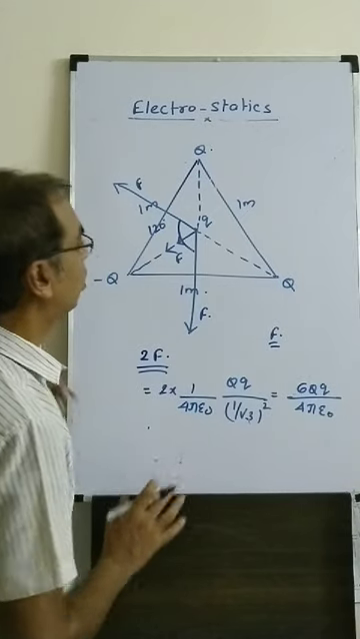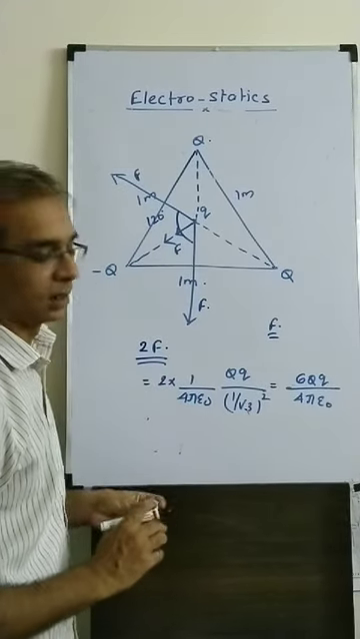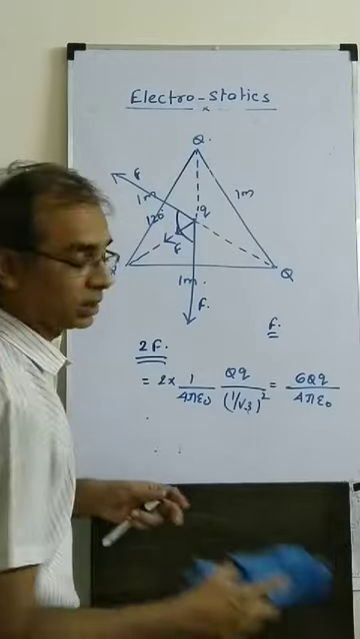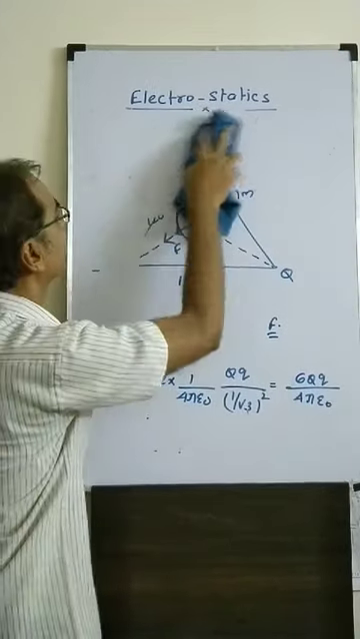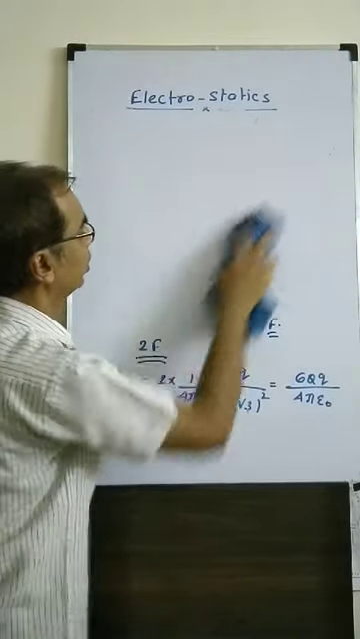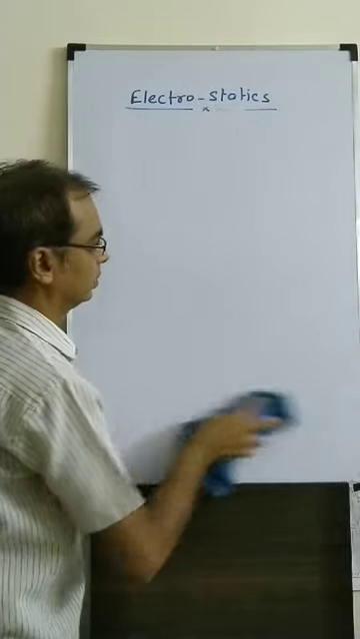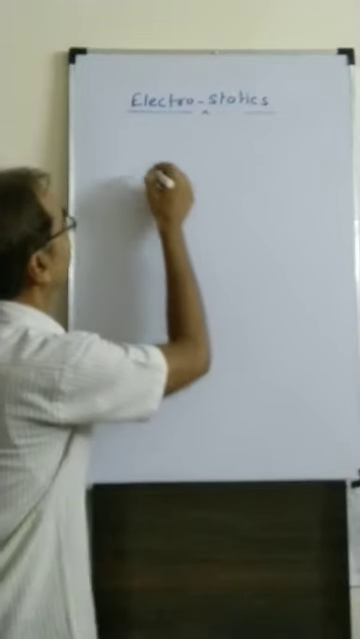Okay, so we checked all the possibilities as far as triangle is concerned. Now let us go on to another geometry. We can go on to the rectangle or square. Let's see, we are going on to the square. Let's see what happens. If there is a square.